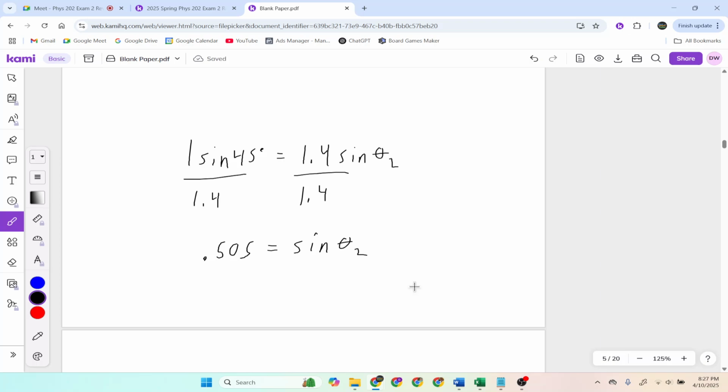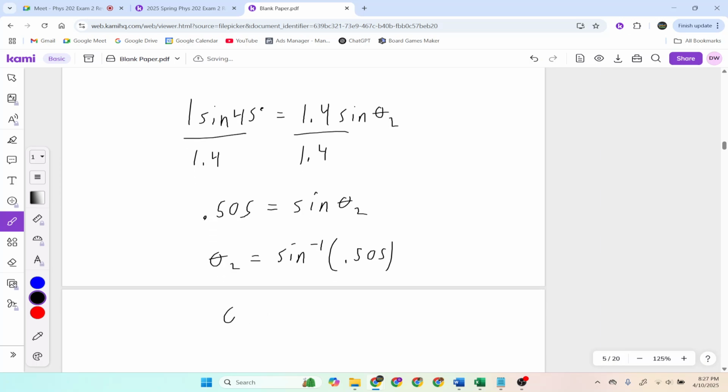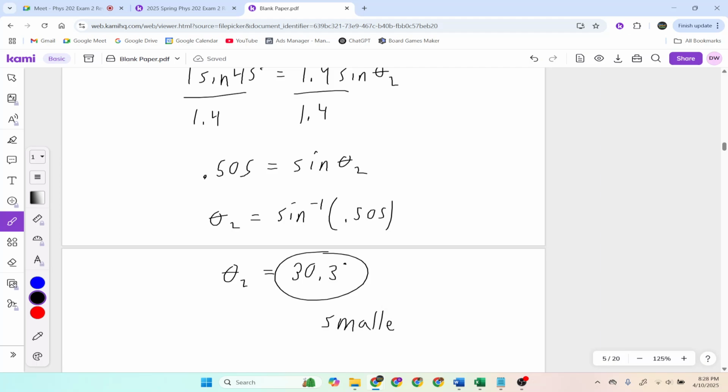And then hopefully you know how to do this. If you don't, to solve for theta 2, you take the inverse sine of your answer, and that'll get us the final answer of theta 2 equals 30.3 degrees, which, remember, is smaller than the original 45 degrees, which makes sense. Any questions?